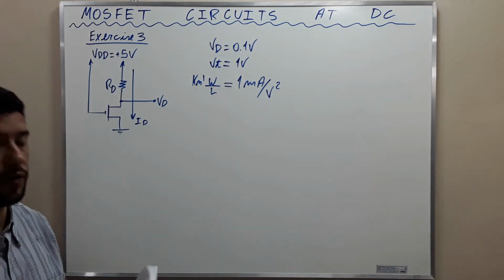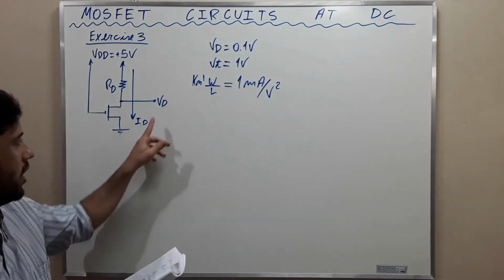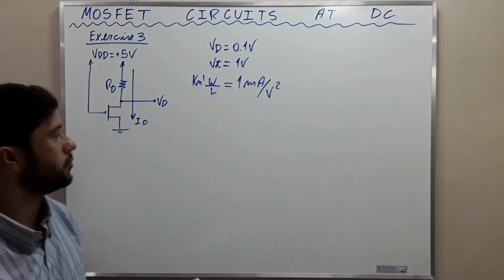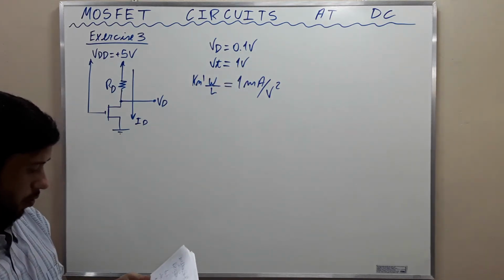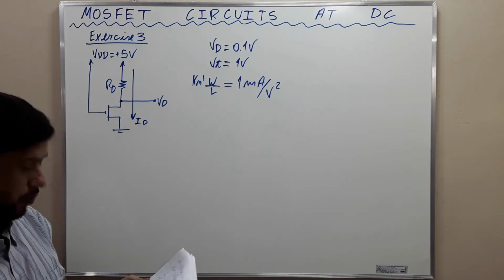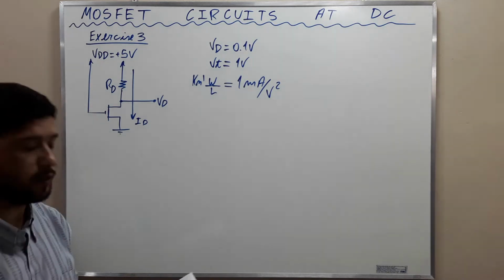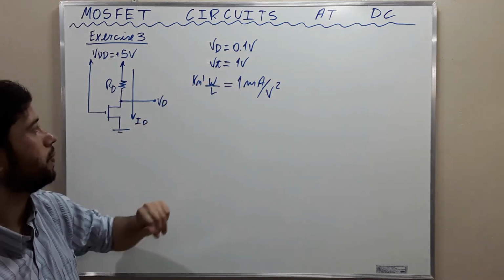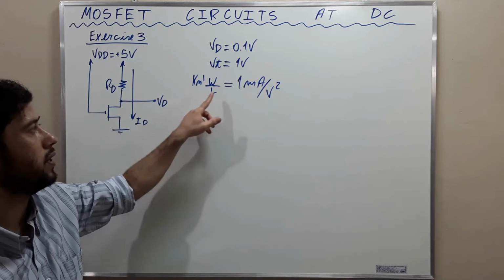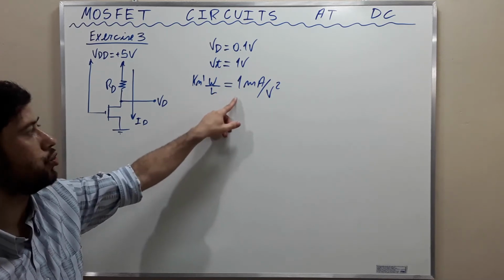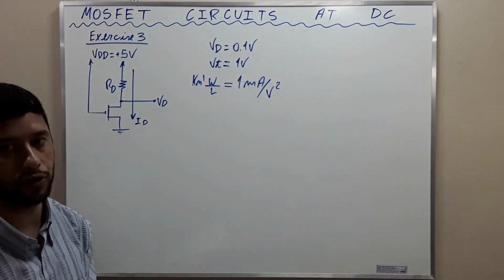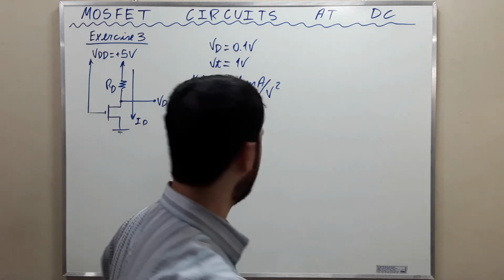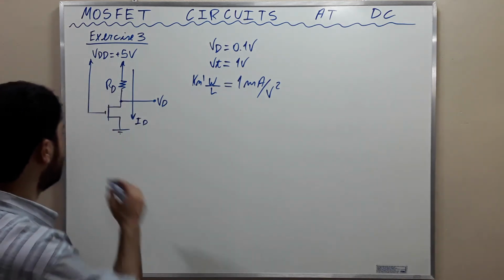Design the circuit of the figure to establish a drain voltage of 0.1 volts. What is the effective resistance between drain and source at this operating point? Assume Vt equal to 1 volt and Kn prime W over L equal to 1 milliamperes per volt squared. Okay, let's go. Let's do it. The solution.